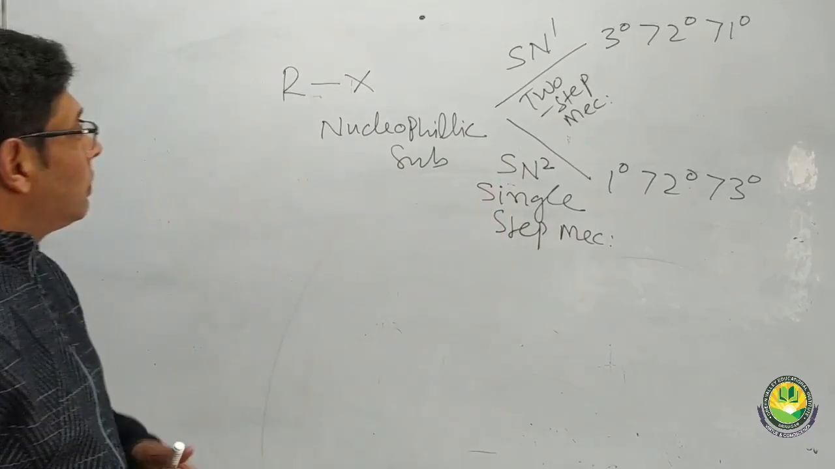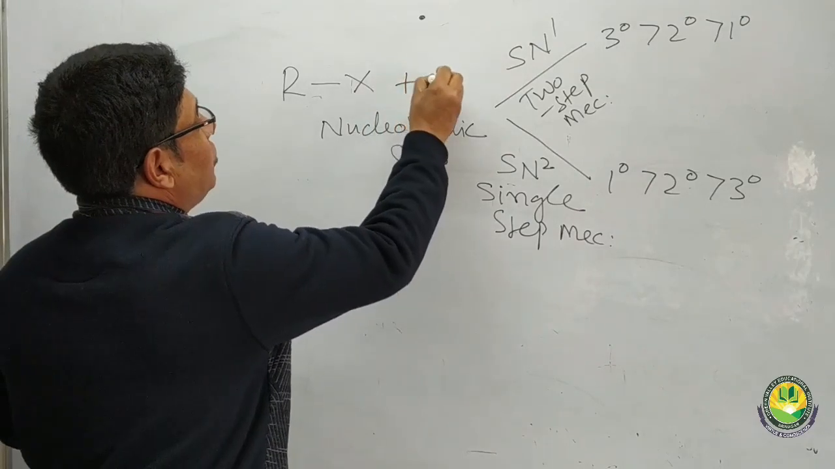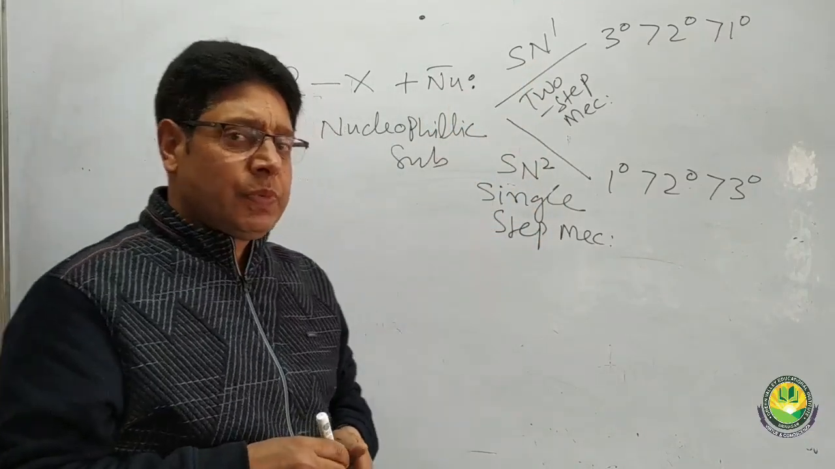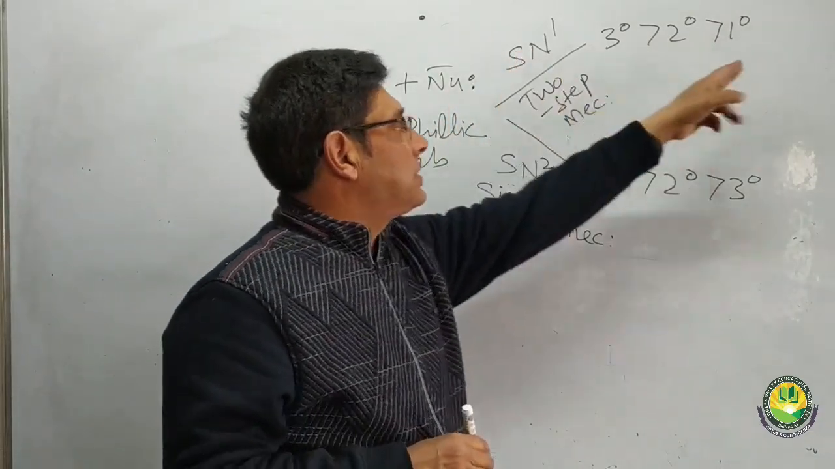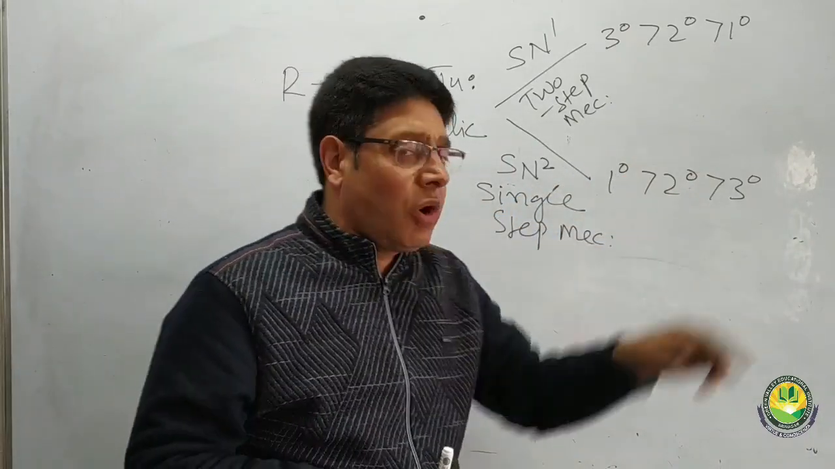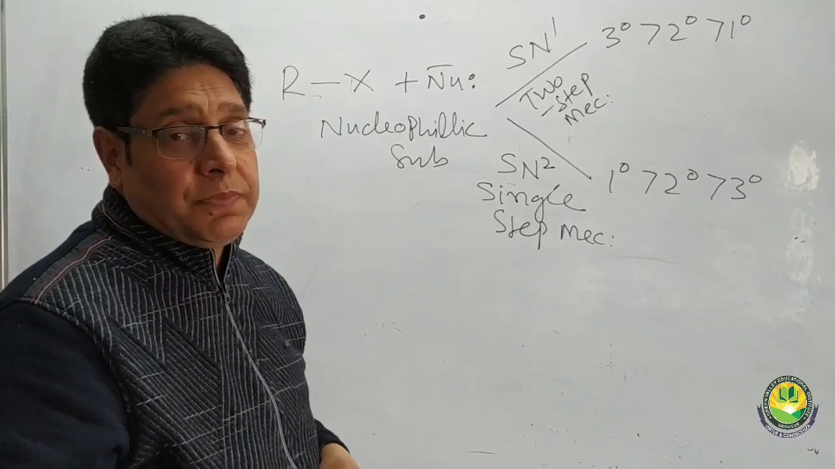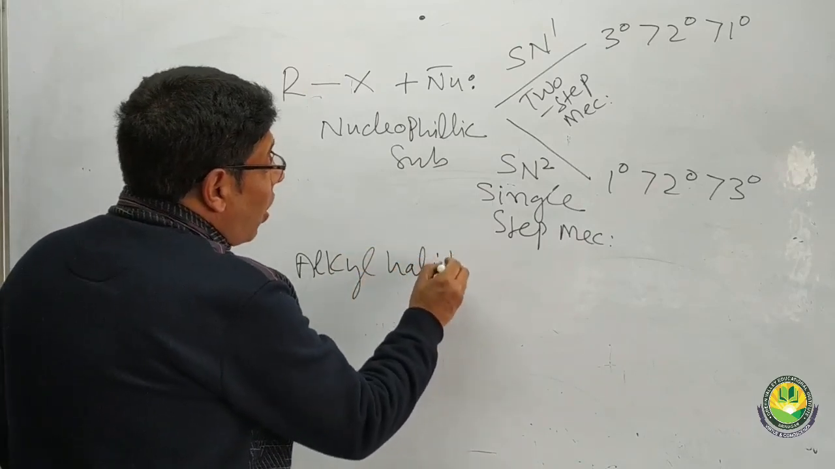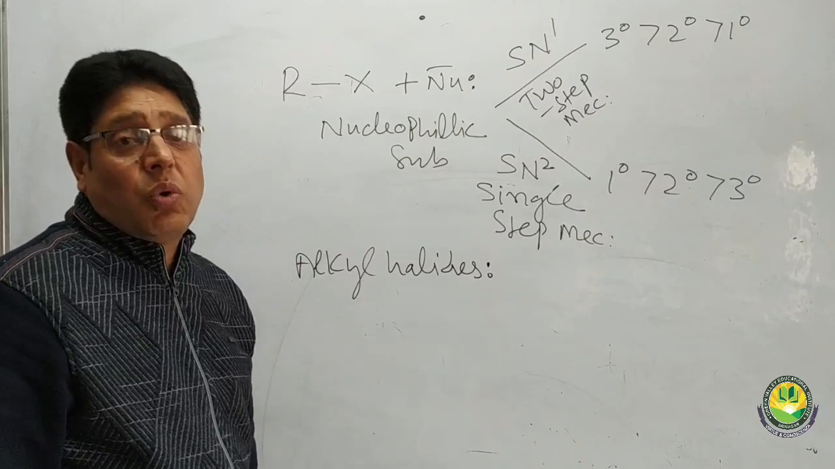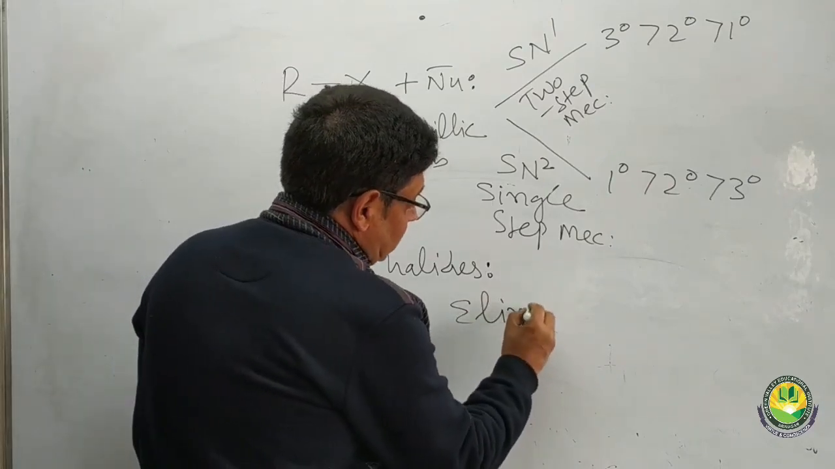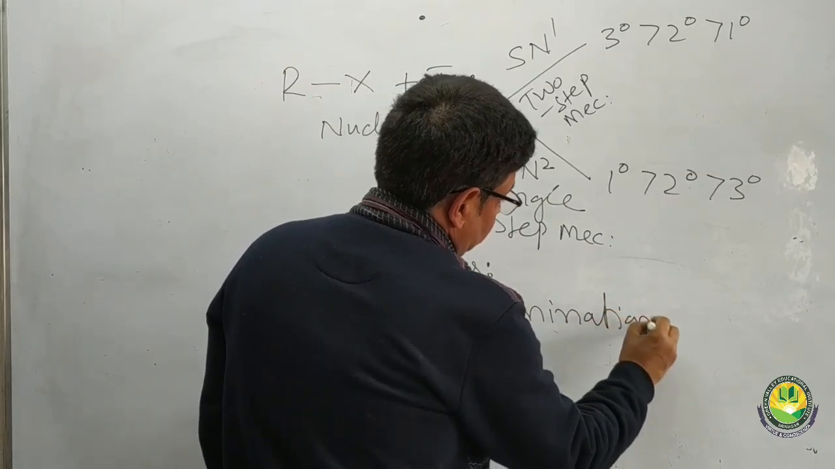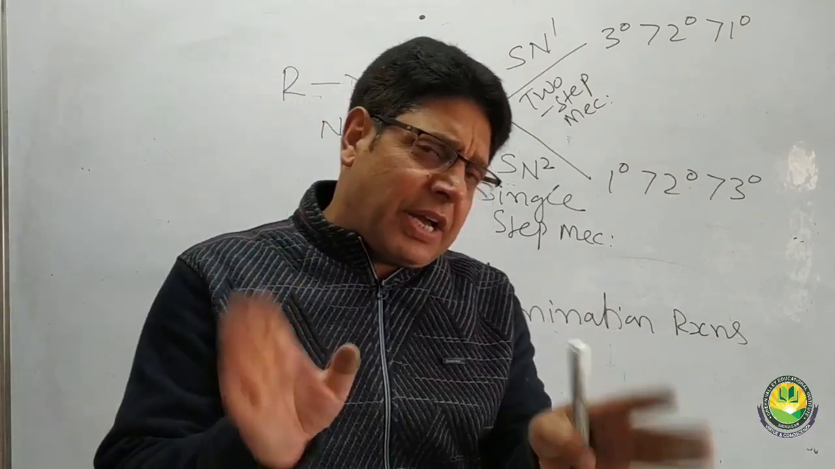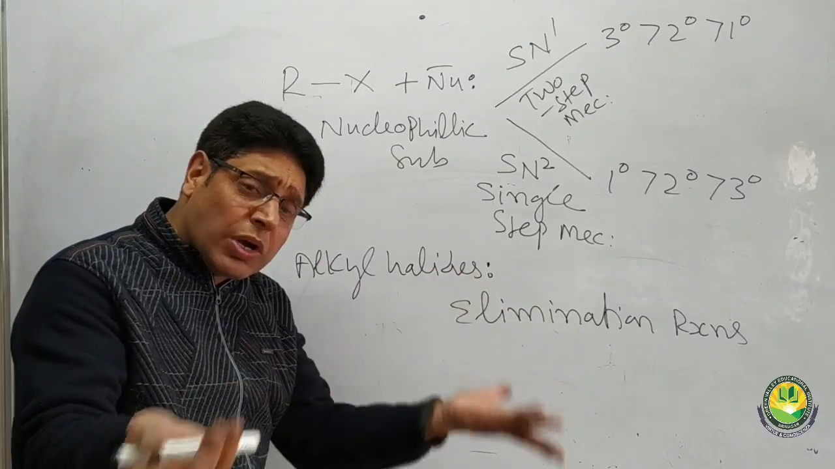Now, when alkyl halide reacts with nucleophile, substitution can take place by SN1 or SN2. If it takes place by SN1, this is the order of reactivity. If it takes place by SN2, this is the order of reactivity. But alkyl halides also undergo elimination reactions. Substitution reactions are the characteristic reactions of alkyl halides, but alkyl halides can also undergo elimination.